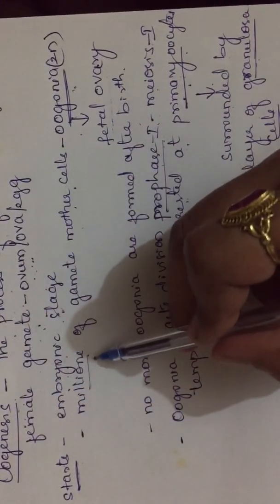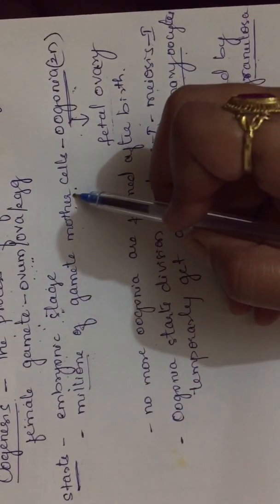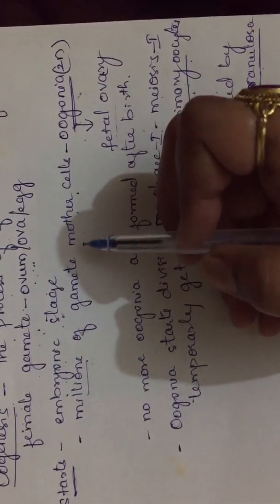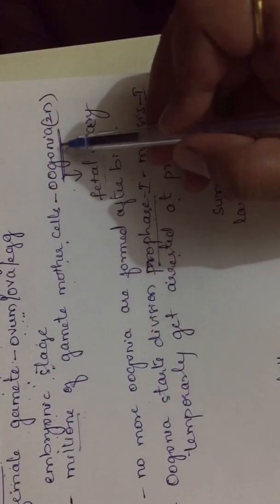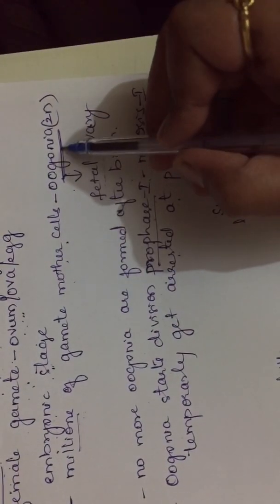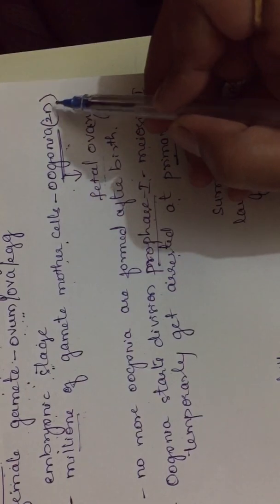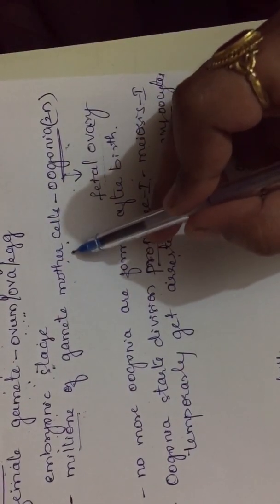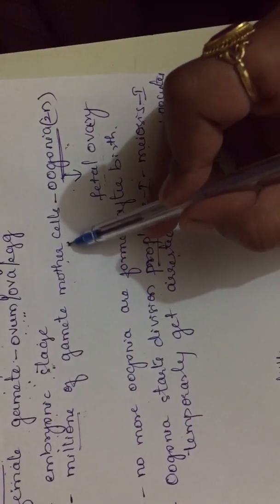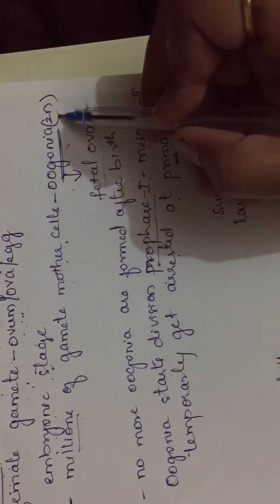In the embryonic stage, millions of gamete mother cells are formed. Those millions of gamete mother cells are called oogonia, and the oogonia are diploid. The oogonium is a gamete mother cell. As you know, gamete mother cells are called meiocytes, and meiocytes are diploid, as you know very well.